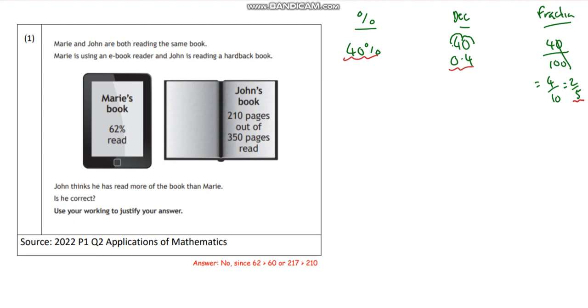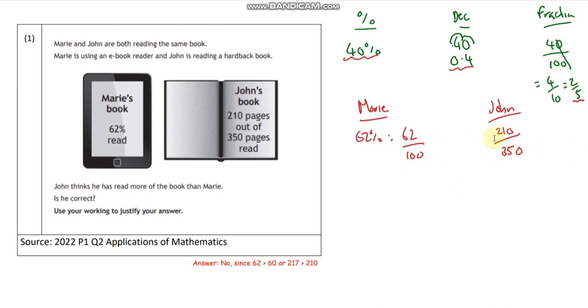And that's what this question is trying to get us to do. It's trying to get us to relate a percentage with a fraction. So for Mary, I'd be saying, well, Mary's read 62%, which is 62 out of 100. And for John, John's read 210 out of 350. Now I can compare them, and I could literally do that sum on my calculator. But this is non-calculator, so you're thinking, I don't really know how to do that. So what we're trying to do is make John's out of 100. We're trying to simplify this fraction.